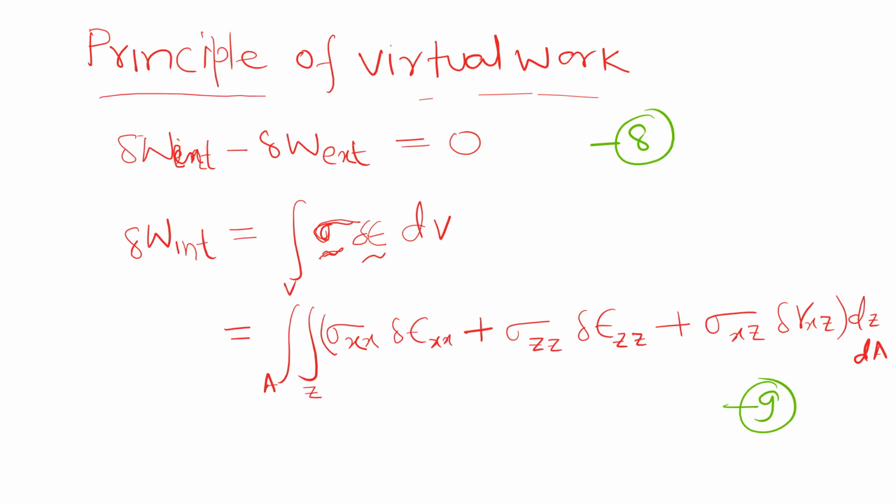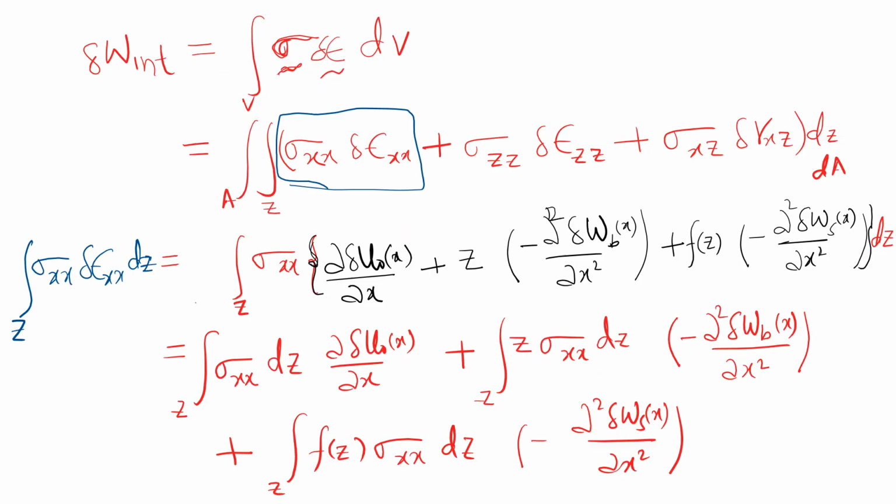Now we will apply the principle of virtual work. So we know that net internal virtual work done minus external virtual work done equals 0. Internal virtual work done is nothing but stress times strain into volume integral. So this volume integral we can write as the area integral, then the z height integral, of sigma xx delta epsilon xx plus sigma zz delta epsilon zz plus sigma xz delta gamma xz dz.